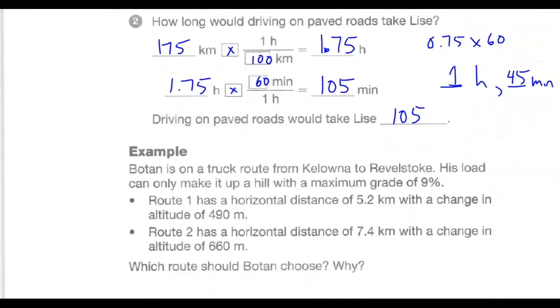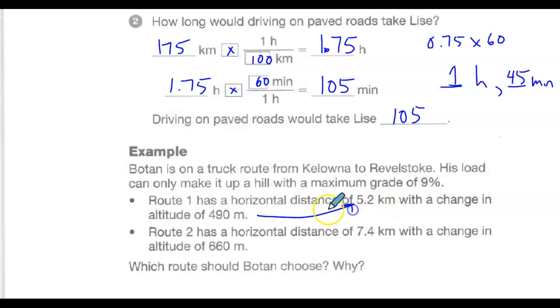All right, next one. Botan is on a truck route from Kelowna to Revelstoke. His load can only make it up a hill with a maximum grade of 9%. Remember, we talked about the grades of roads, and it's expressed as a percent. It's the same as slope. This is the same as 9 over 100, rise over run. So Route 1 has a horizontal distance of 5.2 kilometers with a change in altitude of 490 meters. Route 2, 7.4 kilometers, change of 660. Which should Botan choose?